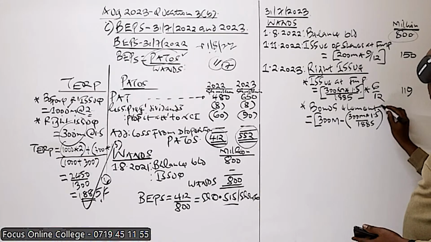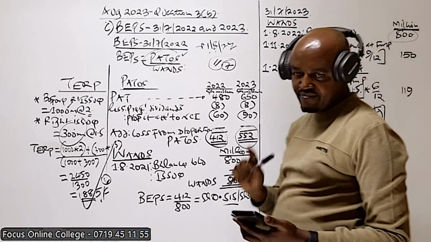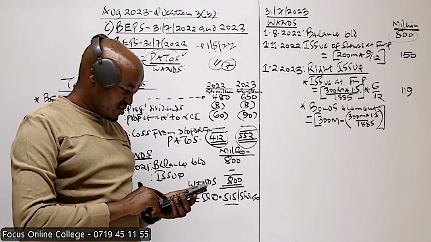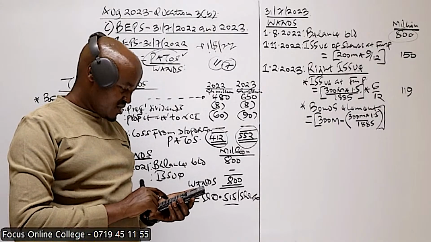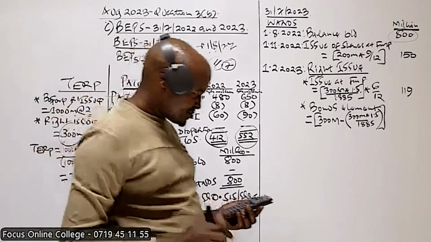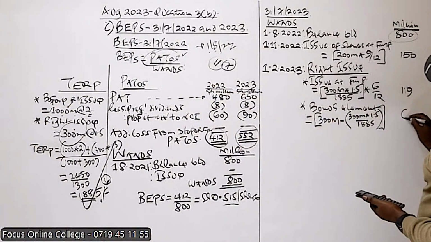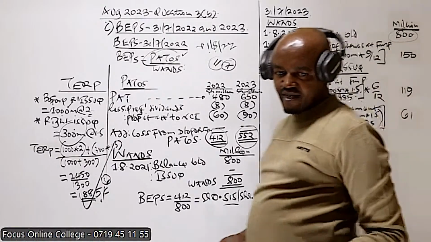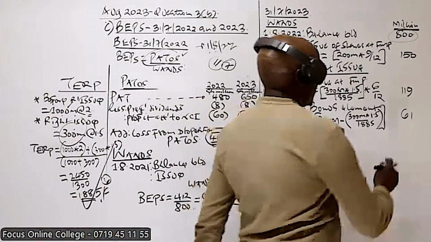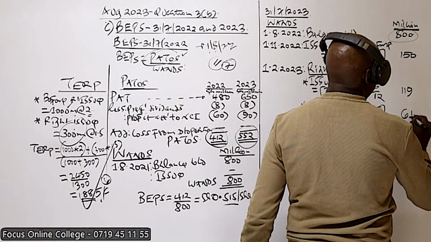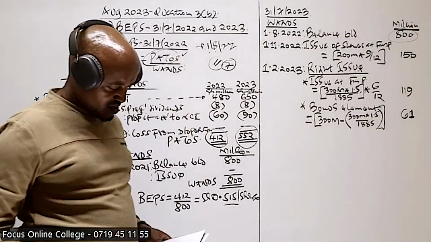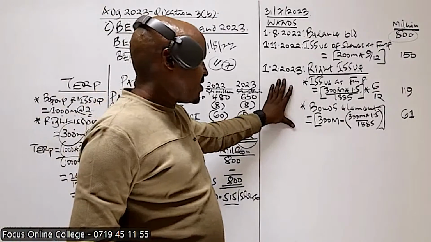You also have to remember that these shares should not be weighted on time basis. The bonus element should not be weighted on time basis. 300 times 1.5 divided by 1.885. We subtract that from 300, and that will give us 61 million. Are you getting that? 61 million. So basically that's how we deal with the right issue.